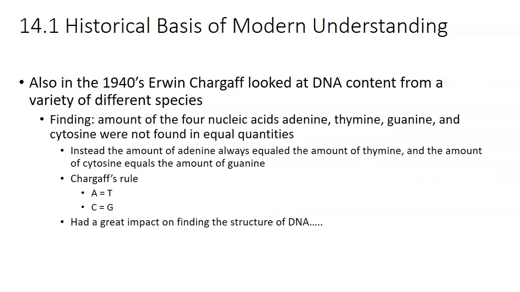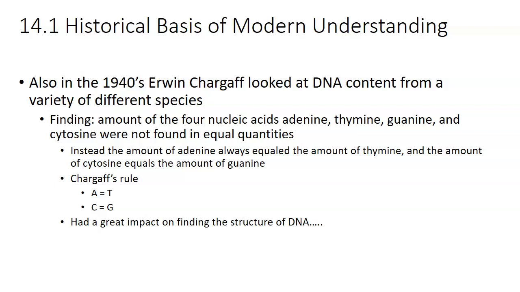Okay. Around the same time that work was being done, in the 1940s, there was another scientist named Erwin Chargaff, and he was looking at and analyzing DNA from a multitude of different organisms, so many different species. And he started to look at the content of the bases. And so we know now that there are four different bases found in DNA. And those are A, T, C, and G, right? Adenine, thymine, guanine, and cytosine.